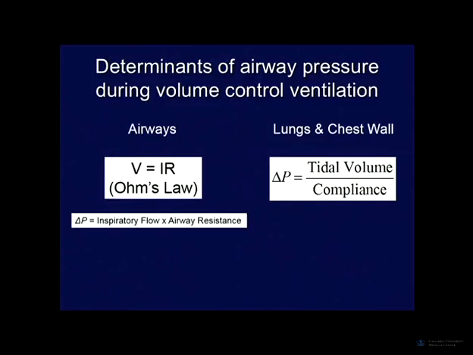So the determinants of airway pressure during volume control or volume cycle ventilation, you'll hear both terms interchangeably, is dictated by two sets of pressures. There's the pressure in the airways, and there's the pressure in the alveoli and the chest wall. Think of them as separate. For the airways, remember Ohm's law in physics, where V, a change in pressure, is equal to flow times resistance. V equals IR. V is your change in pressure, your airway pressure, I is your inspiratory flow, and R is your airways resistance.